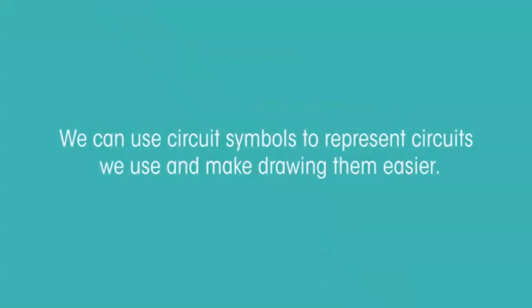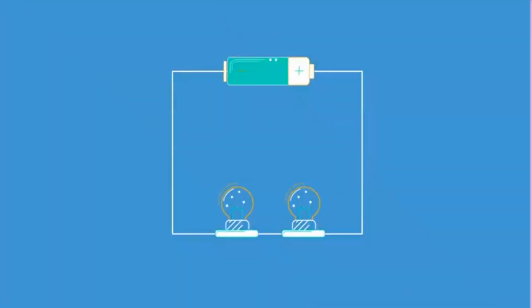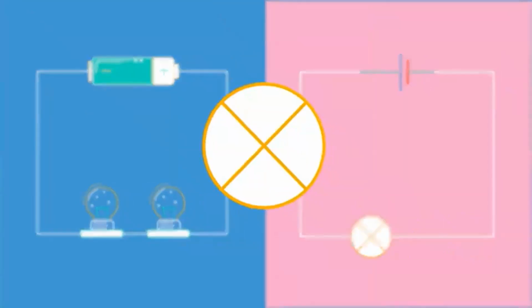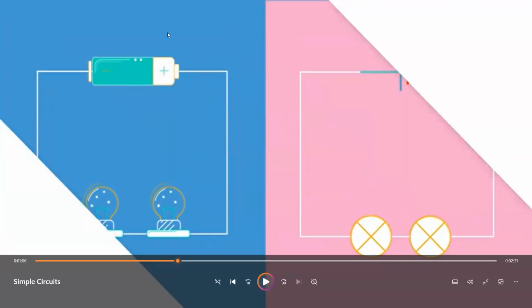We can use circuit symbols to represent circuits we use and make drawing them easier. For example, here's the circuit drawn using circuit symbols. The first step to doing this is knowing some basic circuit symbols. Using the diagram, what do you think this symbol represents? It's a lamp or a bulb. Now let's take a look at some other circuits. Is it easier to draw the blue one or the pink one? Definitely the pink. So whenever we're asked about drawing circuits, we will draw the one on the right. Never draw something like this.